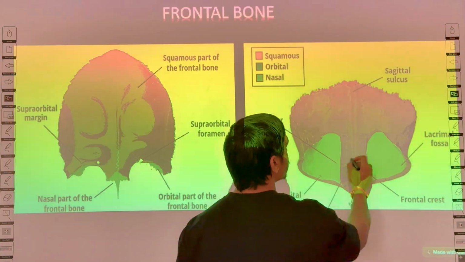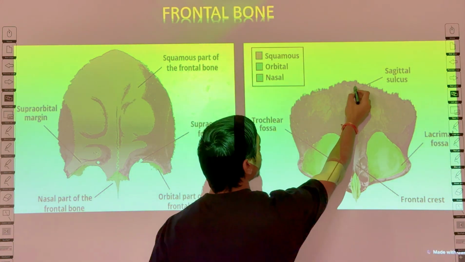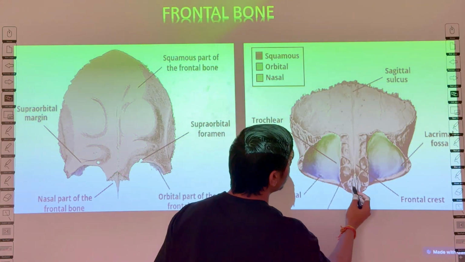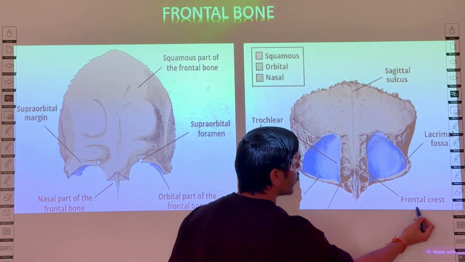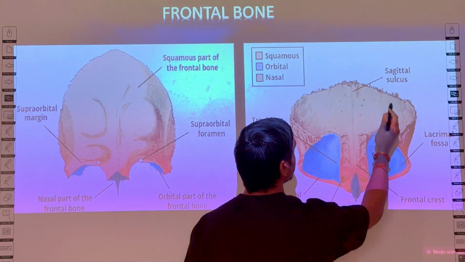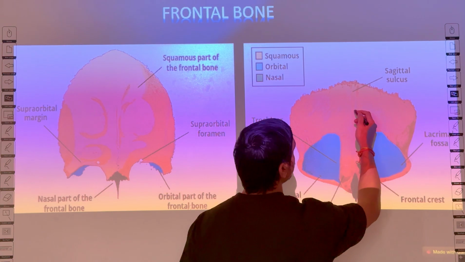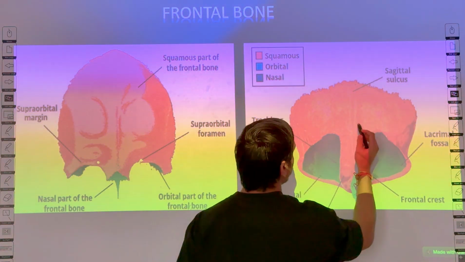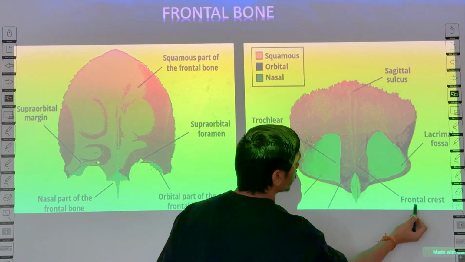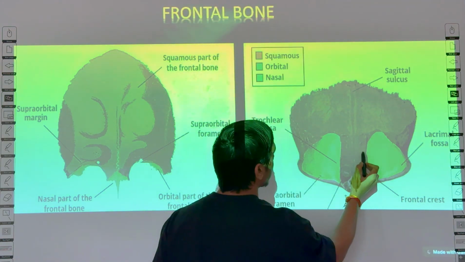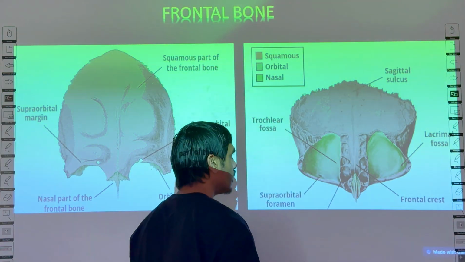So in the internal structure of the forehead, one midline groove descends down, and it terminates as a crest known as the frontal crest. And this sulcus or groove is known as the sagittal sulcus. In between the sagittal sulcus and the frontal crest, we have sinuses present, known as the frontal sinuses.